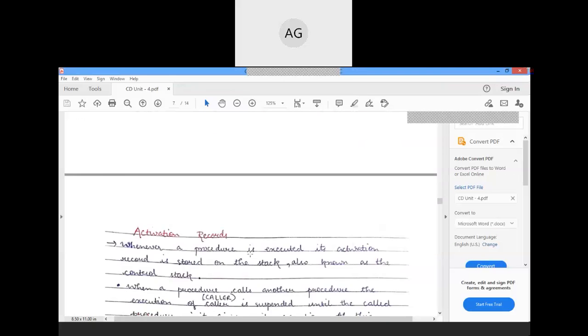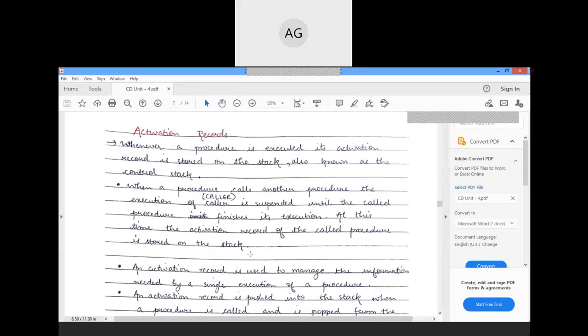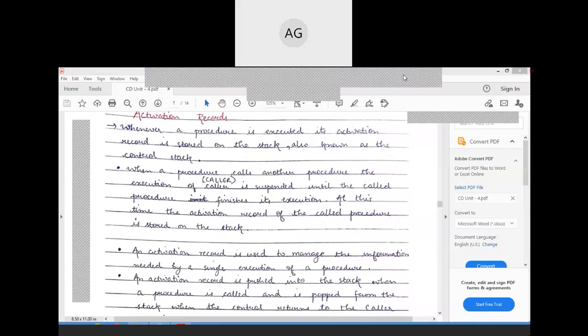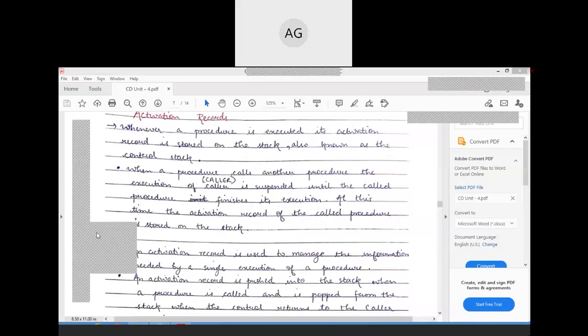So moving on. Now the next important topic is activation records. Whenever a procedure is executed, its activation record is stored on the stack, also known as the control stack. So the second name of activation record is control stack. Just remember this word, because sometimes they also give you the properties of the control stack in the question as well.